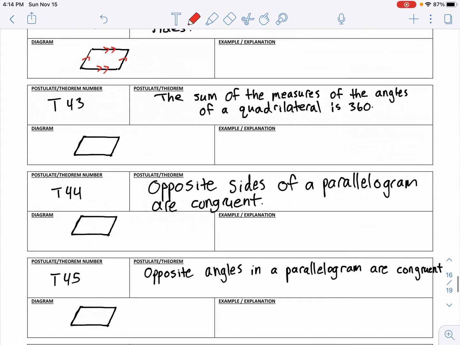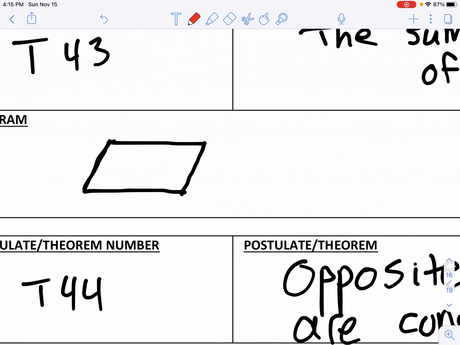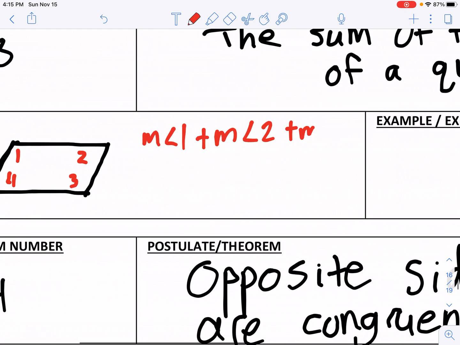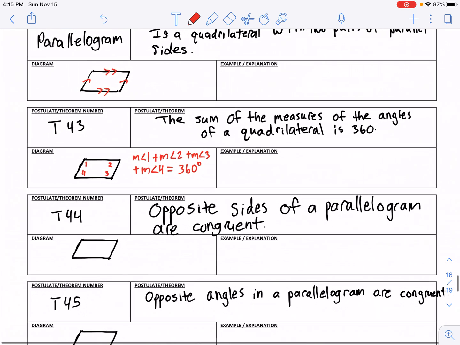Now, T43 says the sum of the measures of the angles of a quadrilateral is 360. Just like the measures of the angles of a triangle add up to 180, the measures of the angles of a quadrilateral add up to 360. For instance, if these are angle 1, angle 2, angle 3, and angle 4, then the measure of angle 1 plus the measure of angle 2 plus the measure of angle 3 plus the measure of angle 4 adds up to 360 degrees.